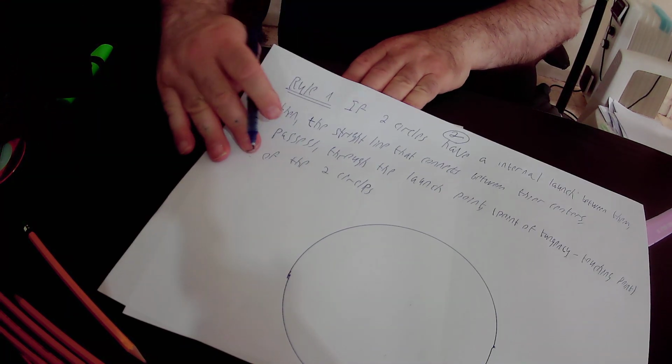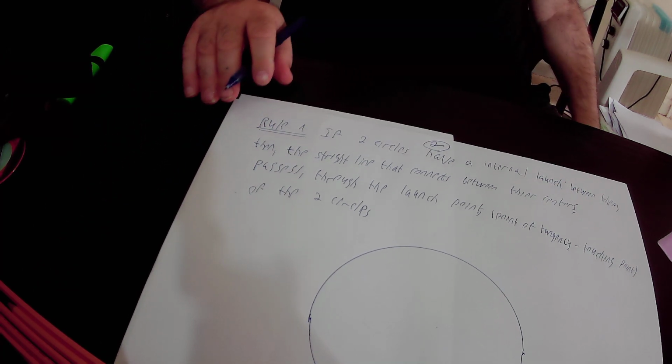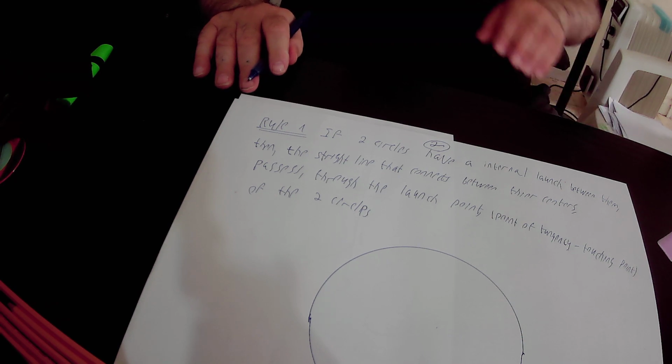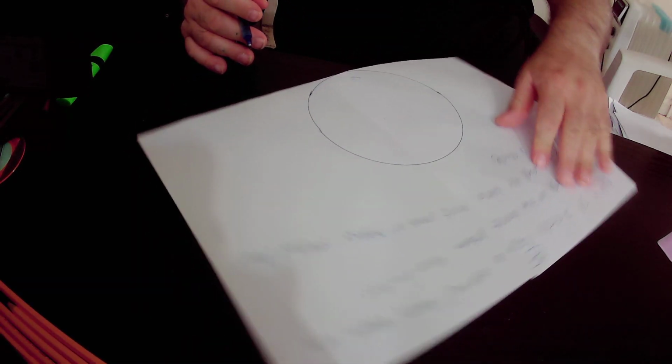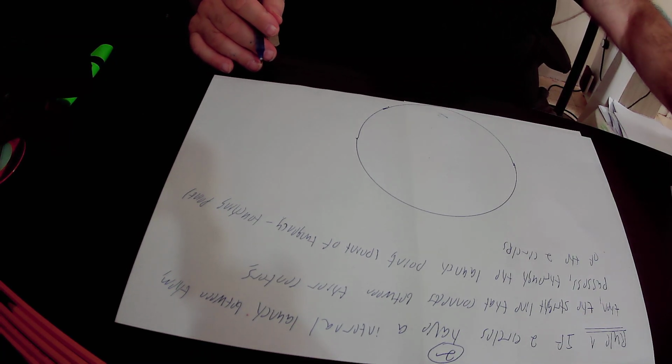I'll read rule number 1 again. According to rule number 1, if two circles have an internal tangent point between them, then the straight line that connects their centers passes through the tangent point of the two circles. And the tangent point is the point of contact or point of tangency between those two circles. So here I will explain the meaning of rule number 1.